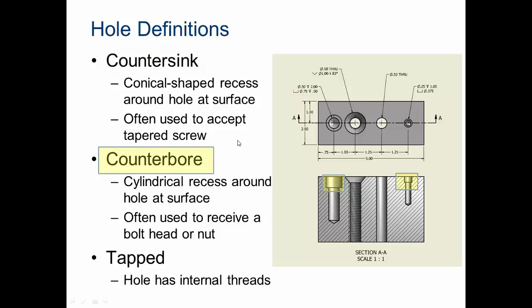In contrast, there's the counterbore as shown here. It's got a cylindrical recess around the hole, so that can accommodate the full head of the bolt or a nut, I suppose. And that looks like that. And finally, we can have threads on a hole, and that would be a tapped hole.